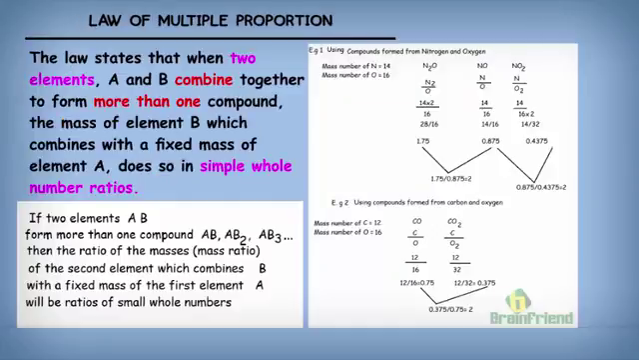Going over to the law of multiple proportion. This law states that when 2 elements, A and B, combine together to form more than one compound, the mass of element B, which combines with a fixed mass of element A, does so in simple whole number ratios.